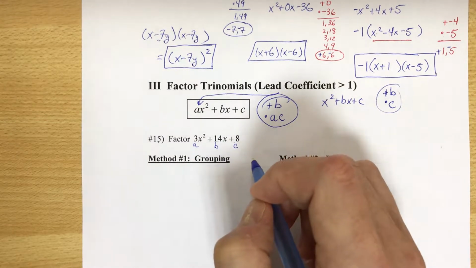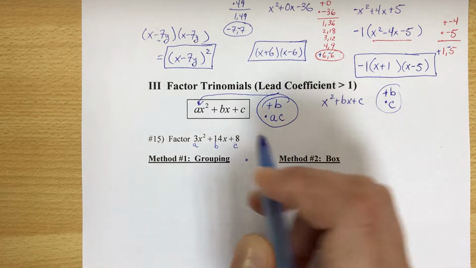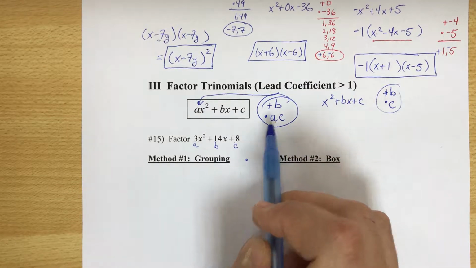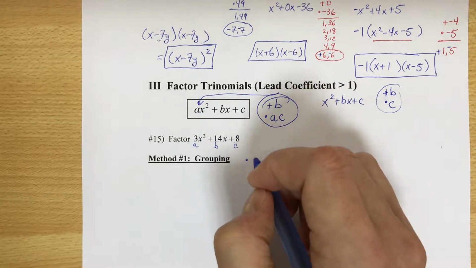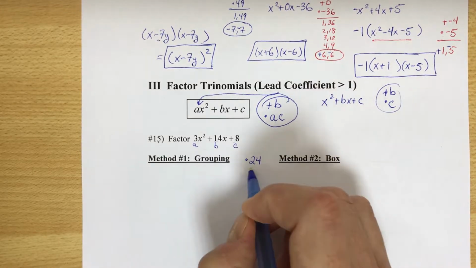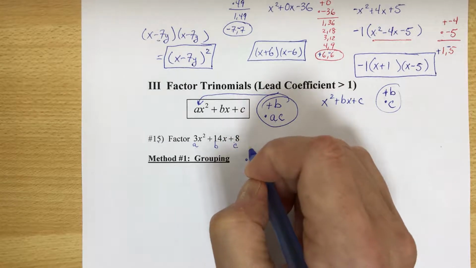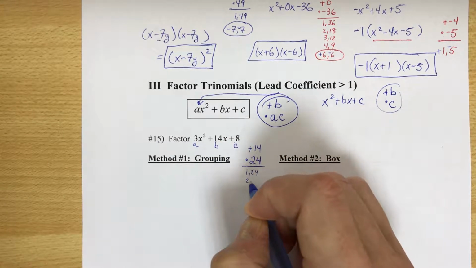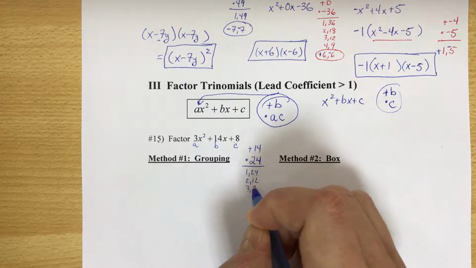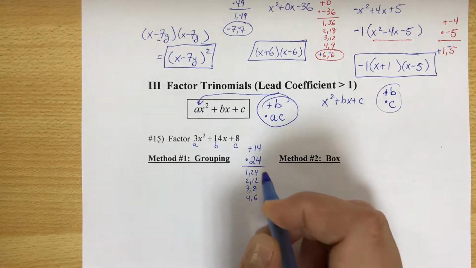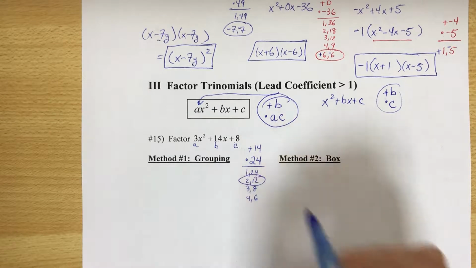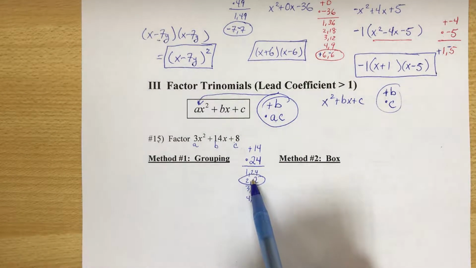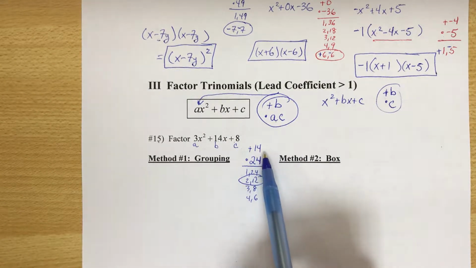So what we need to do is figure out what multiplies to a times c. 3 times 8 is 24. So 24 is my number that I'm going to factor. And then what adds up to the b value, which is 14? Well, 24 again has a lot of factors: 2, 12, 3, 8, 4, 6. 2 plus 12, 2 and 12 is our answer. 2 times 12 is 24, 2 plus 12 is 14.